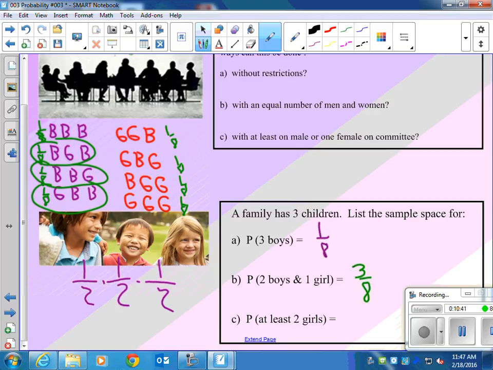At least 2 girls. Okay, so at least 2 girls will be here, here, here, and here. That's at least 2 girls. So that'll be 4/8 or 1/2.